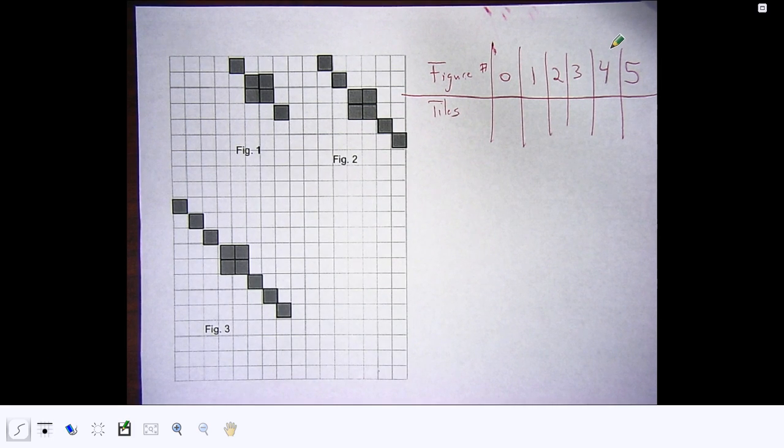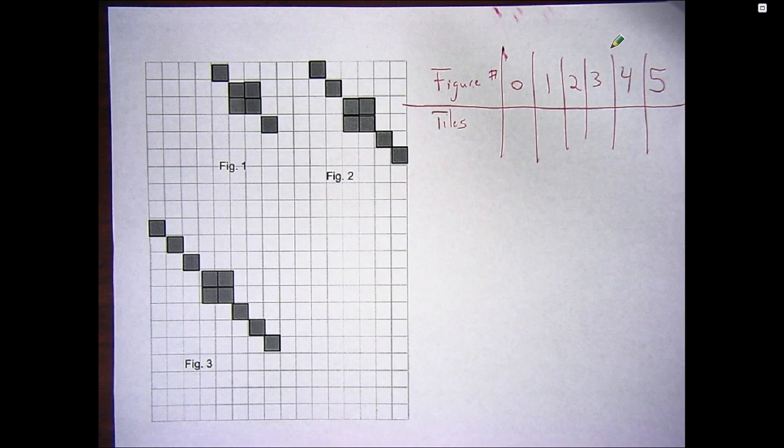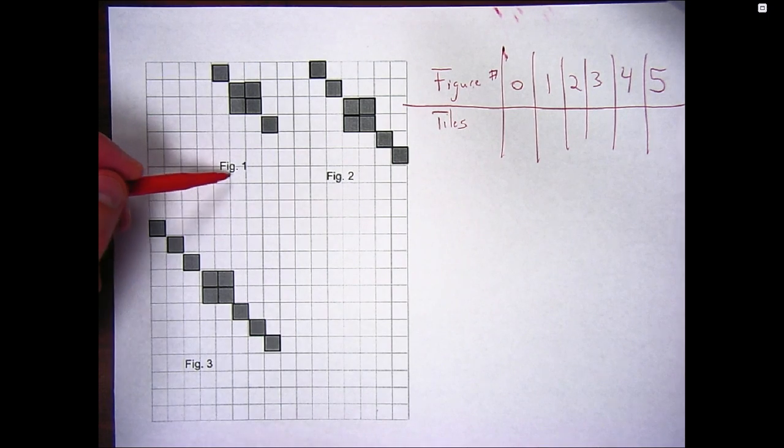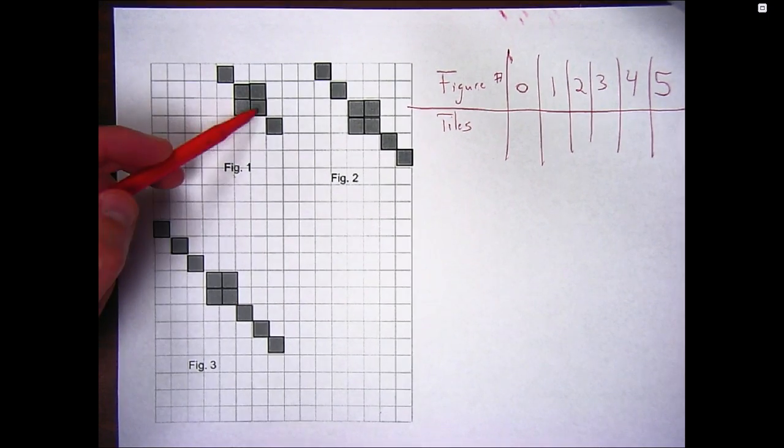Okay, so we're going to look at an example of a tile pattern. And so tile patterns are patterns with tiles, shockingly enough. So we've got these little squares, and we're sort of trying to look at the pattern and how many tiles are in each figure. So this is figure 1. Count them up, and we can see 6 tiles.